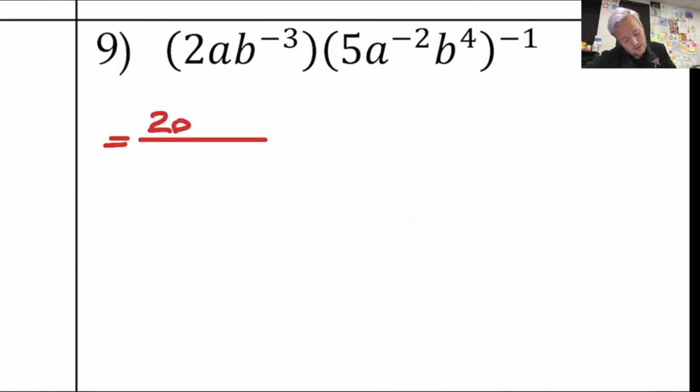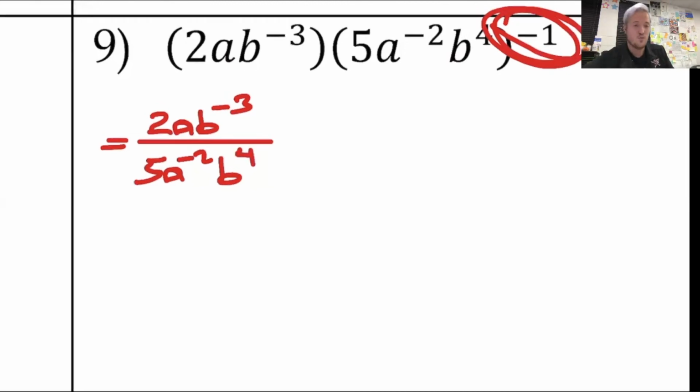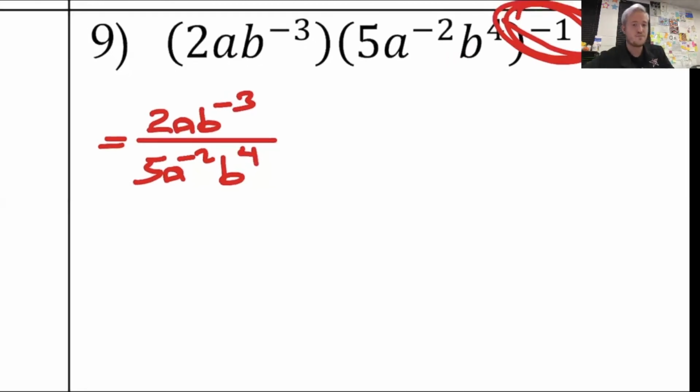So 2ab to the negative 3 over 5a to the negative 2b to the 4th. So this negative 1 right here is just saying take that entire set of parentheses, take all those values, and just move it to the bottom, is all that's saying. So it's really just going to change the setup. So really, this is the problem that we're solving.